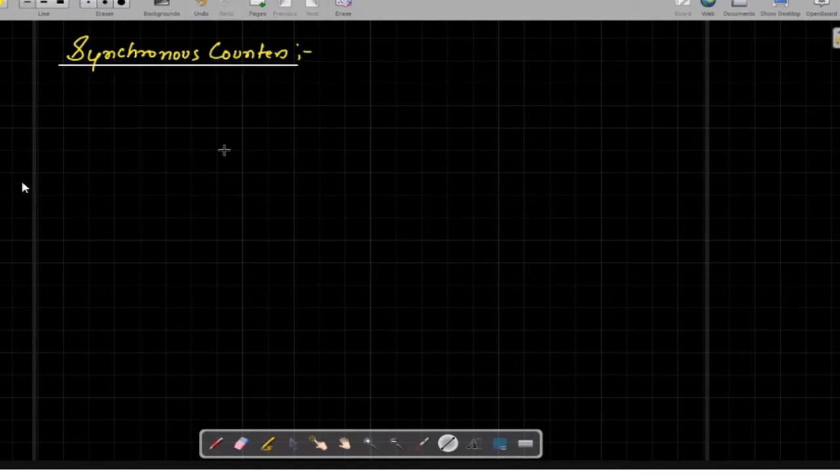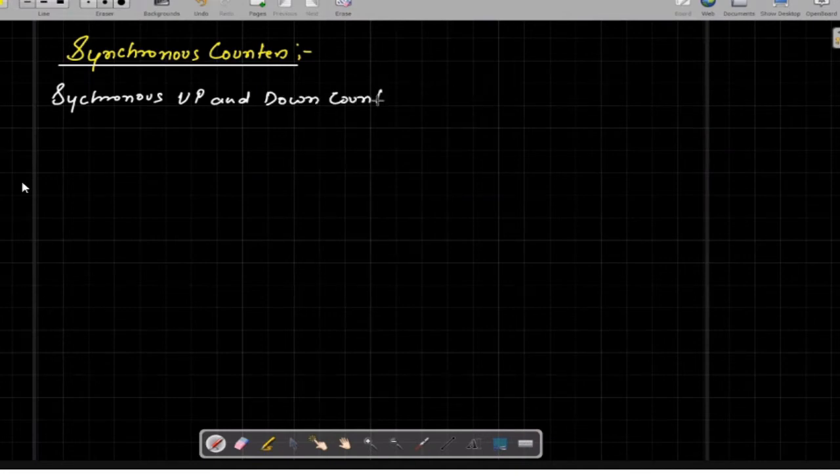Okay, so just similar to what we have seen in the asynchronous ripple counter, in this counter we also have up and down counter. So let me write it: synchronous up and down counter. Okay, synchronous up and down counter.